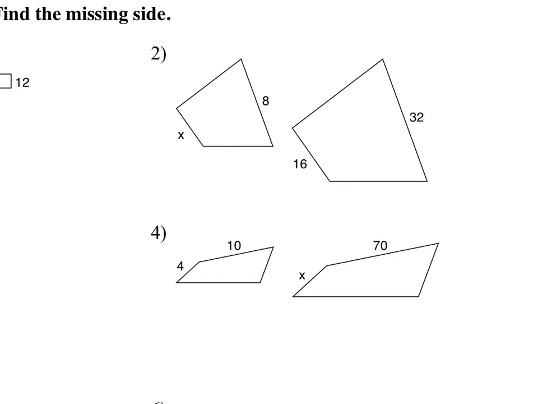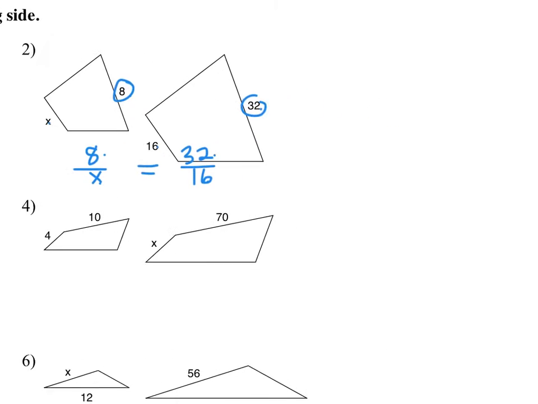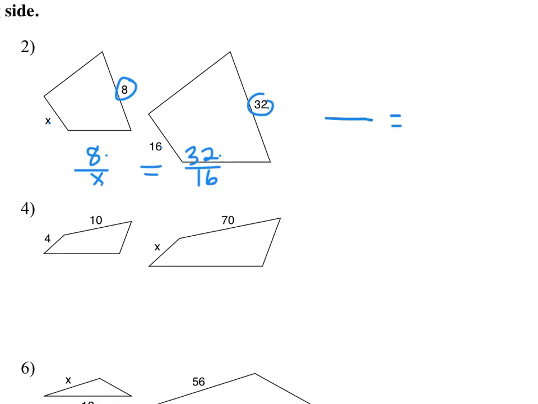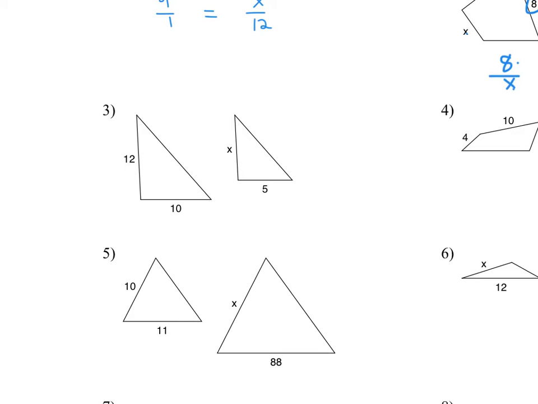Let's look at this one. Now these ones don't look as perfect, but since this one's kind of on top, I'm going to go 8 over x, and so then I'm going to put 32 over 16 for this one. So I put the 8 on top, 32 on top, x here, 16 here. So my proportion, if I want to write it a little neater on the side, to solve: 8 over x equals 32 over 16. So there's that one.